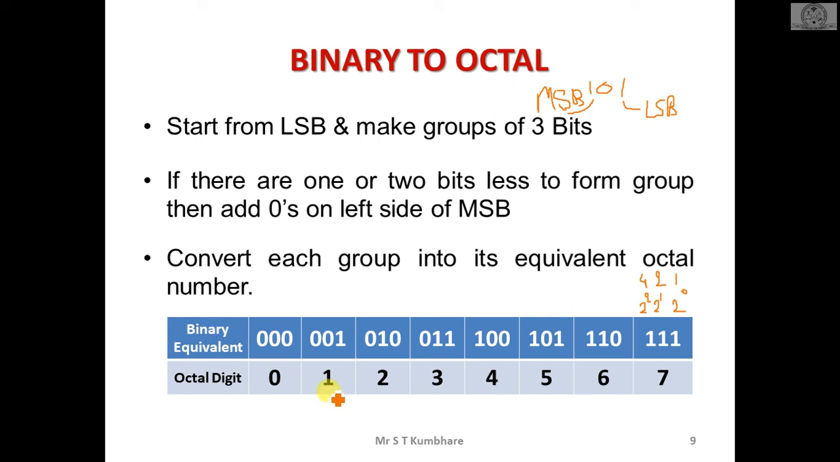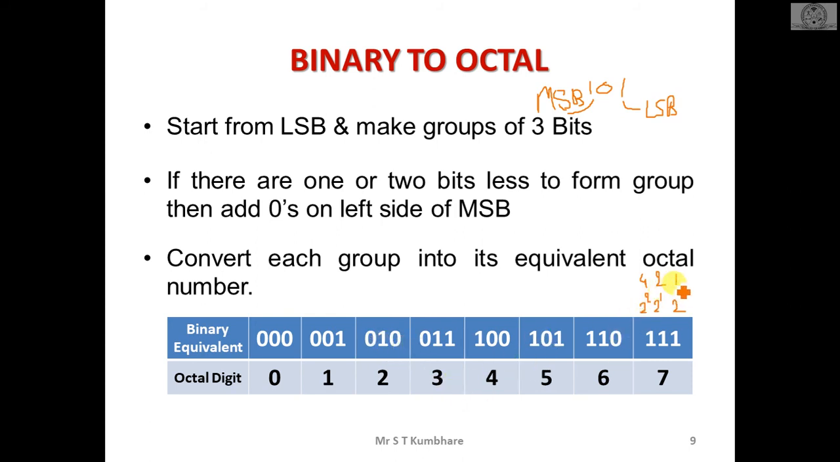Now I want the binary equivalent for 1. So 1 is there, so I will put 1 over here. Remaining things are 0. So 001. Right? Because 0 into anything is 0, and 1 into 1 is 1. That will give me the octal digit. Similarly, if I want 2, I have to write down 1 over here and 0, 0 over here. That's why 0, 1, 0.